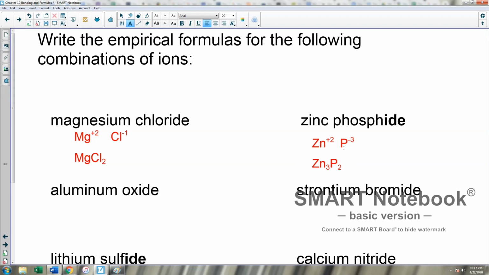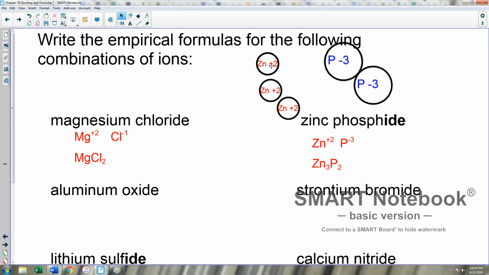What am I saying here? I'm saying that I would need 3 of these zinc ions. That would give me a total of +2, +4, +6 on the positive side, and 2 of these negative phosphorus ions. So I'd have -3, -6. So I'd have -6 and +6 only with this combination. Well, you look at how many I have, though, because remember the subscripts represent how many there are. So here I've got 3 zincs, so Zn3, and 2 phosphoruses, P2. So that's the only way this ratio is going to work.